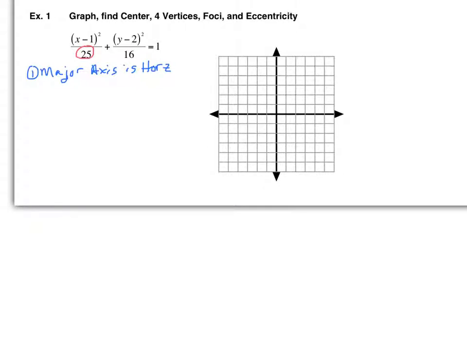Then we're going to find the center. So step 2, what's the center? So the center is 1, 2, h and k, right? So plot that point and label it as C for center. Then I always want to plot my major axes first, always.